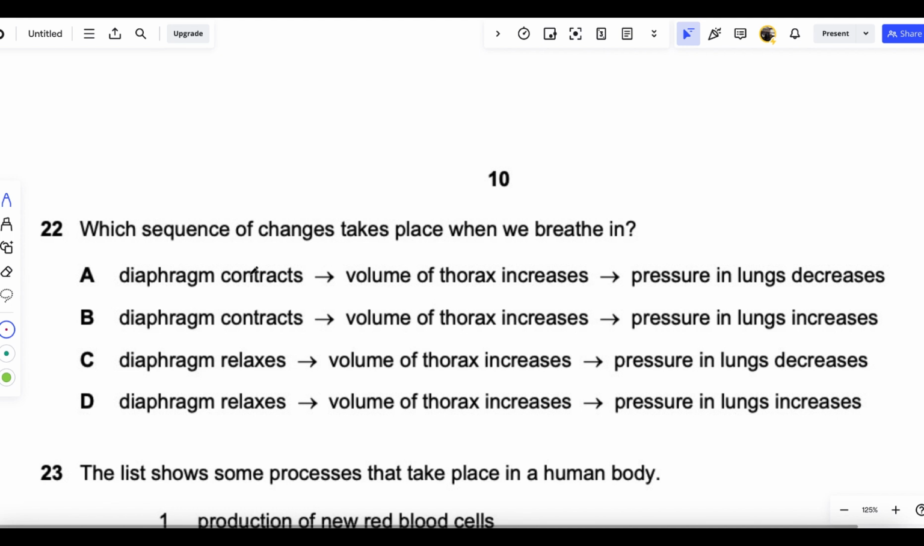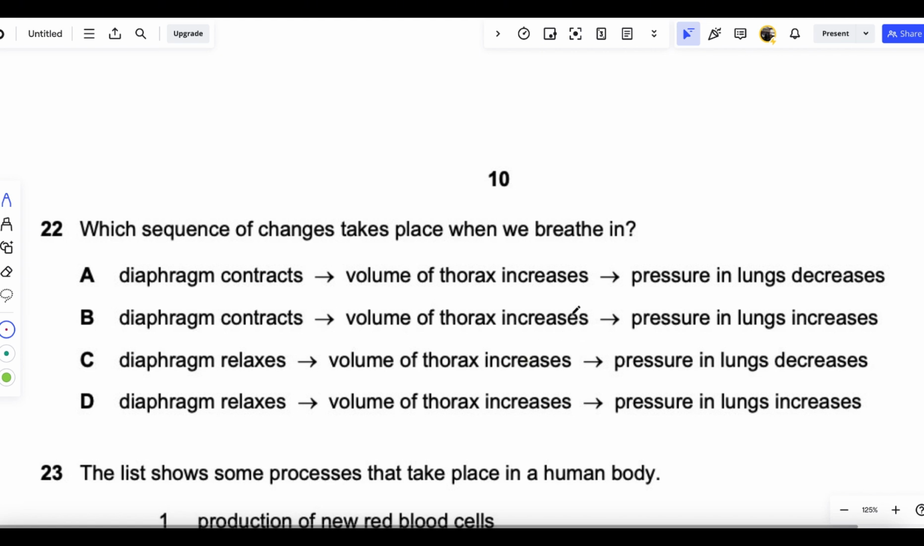The diaphragm will contract. The volume of the thorax increases, yes. If your diaphragm contracts, your thorax volume will increase, whatever is the space there will increase. And the pressure in the lung will decrease. Yes, when you breathe in, the pressure in the lung will decrease. But the volume of your thorax will increase and diaphragm will contract. A looks like the right answer, but you cannot just choose without looking at the others.